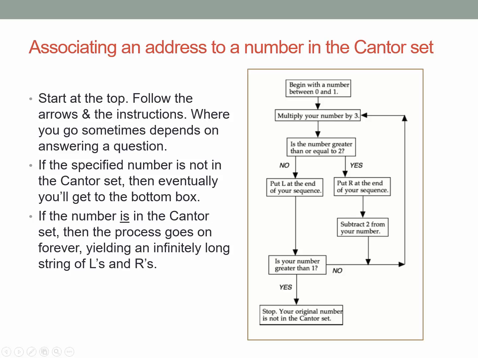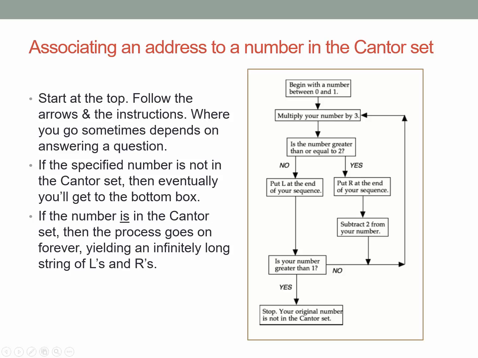You'll answer that question with either a no or a yes. It's a factual question. You just have to decide, is the answer no or yes? And depending on your answer, you'll then follow the correct pathway. And you'll notice that very often what it tells you to do is to loop back where you were earlier. In fact, if you're working with a number in the Cantor set, you're going to loop through this box forever, through this flowchart forever.